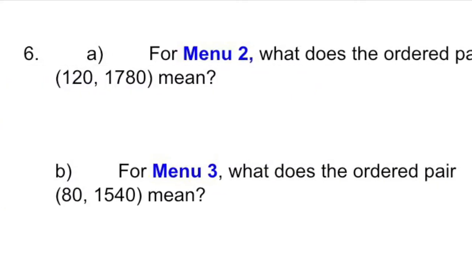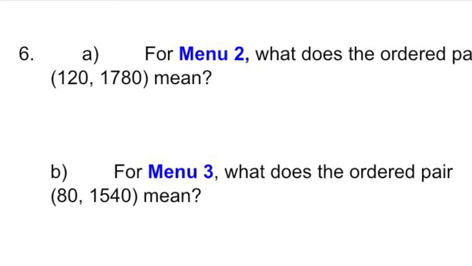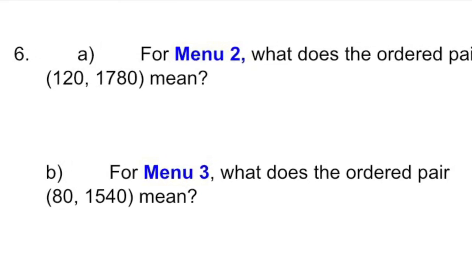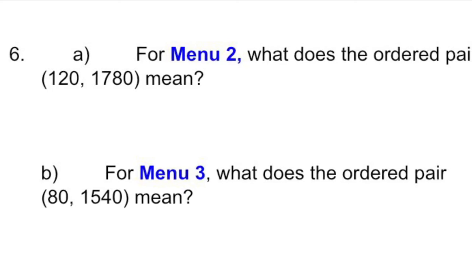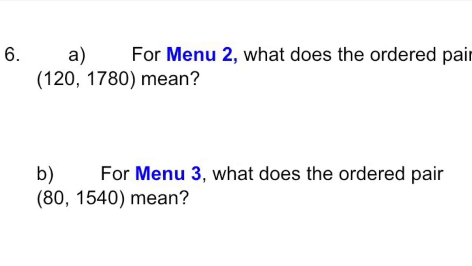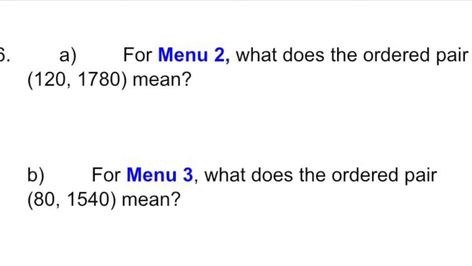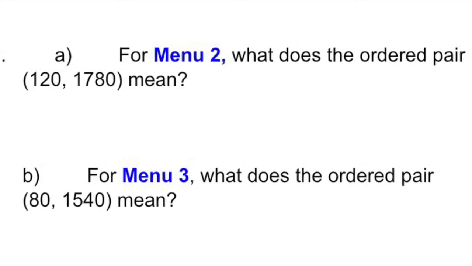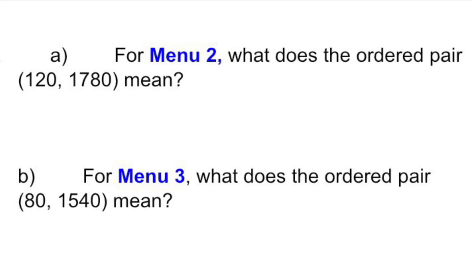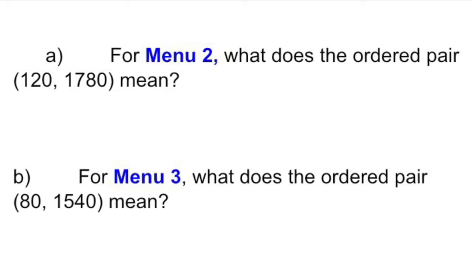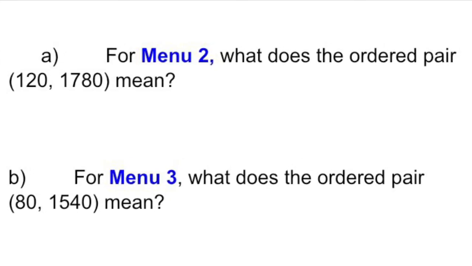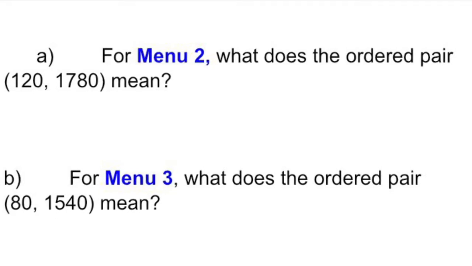That means for A, it means that if 120 people come, the cost will be $1,780. And then for B, the first number is the N, the second number is the C. It means that if 80 people come and we use menu 3, the cost will be $1,540.